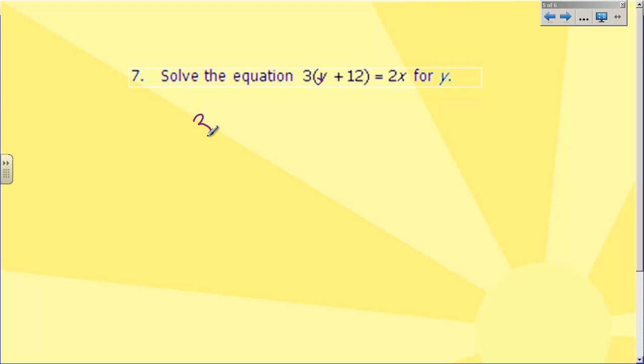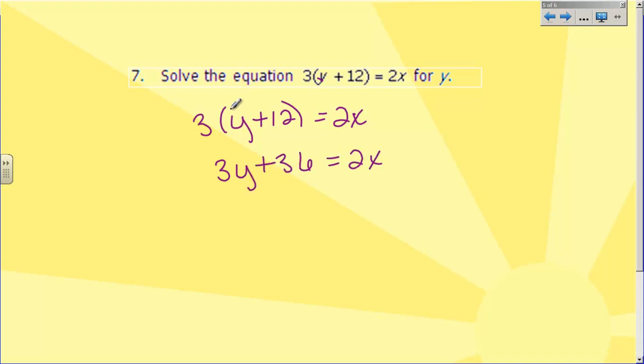So you have this right here: 3 times the quantity y plus 12 equals 2x. And I want the y by itself. But I can't do that while there are parentheses, so I'm going to distribute first. 3y plus 36 equals 2x. I just multiplied the 3 times both parts.